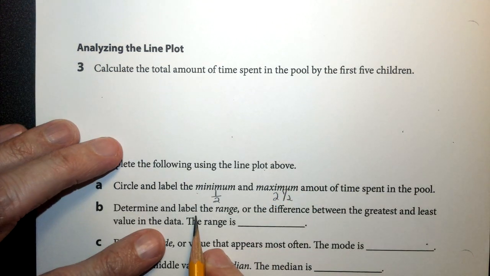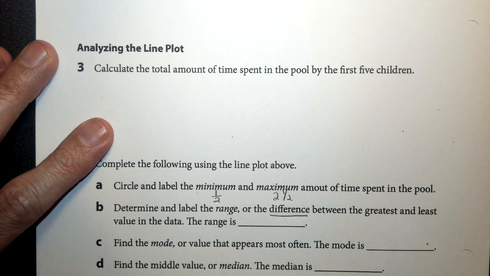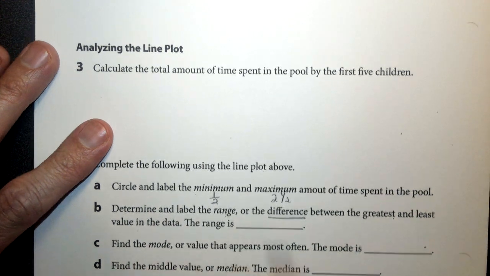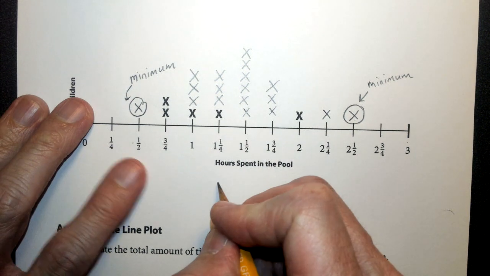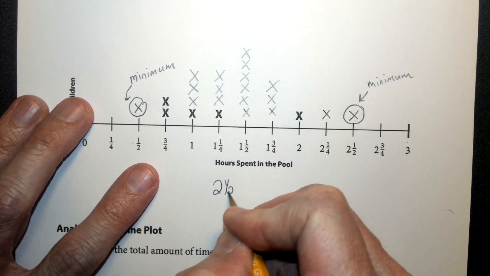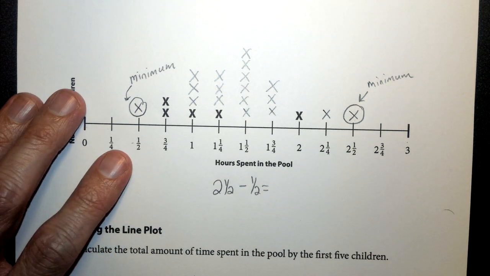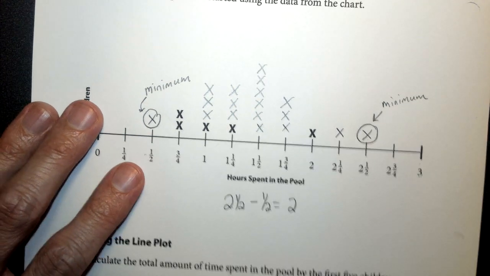So what we want to do next is find the range, and the range is the difference, which is you have to subtract the difference between the greatest and the least value. The greatest value is 2.5 and the least value is 1/2. So we're going to take 2.5 minus 1/2 to find the range. So 2.5 minus 1/2 is 2. So the range is 2.